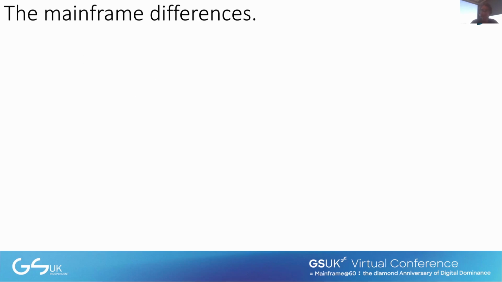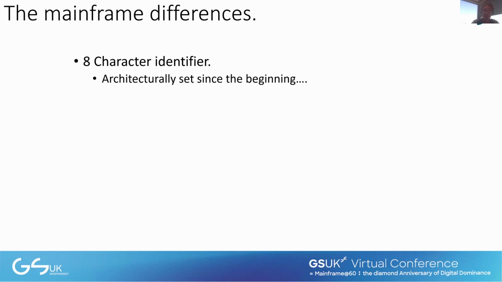The differences for the mainframe will be obvious for anybody who knows mainframe, but for people who have never seen the mainframe, it's a little bit strange. There's an 8-character identifier, and unfortunately, that's architecturally set in the beginning. If you use the mainframe, you have a user ID or an account that is 8 characters long, which is by definition not very much. But even for the biggest corporations, the biggest banks, 8 is enough.